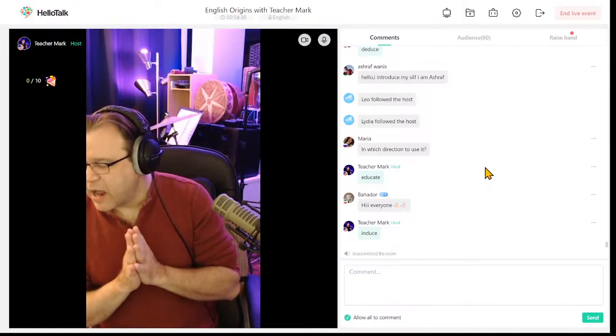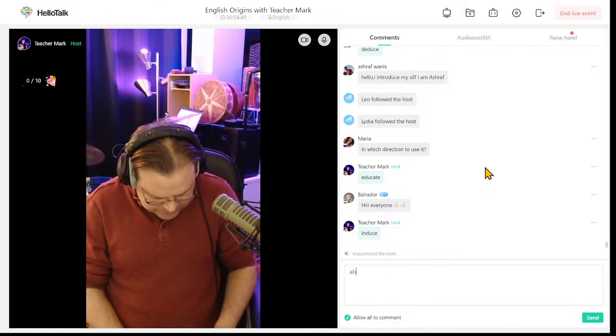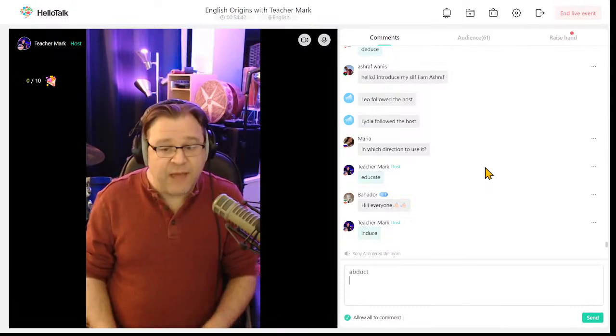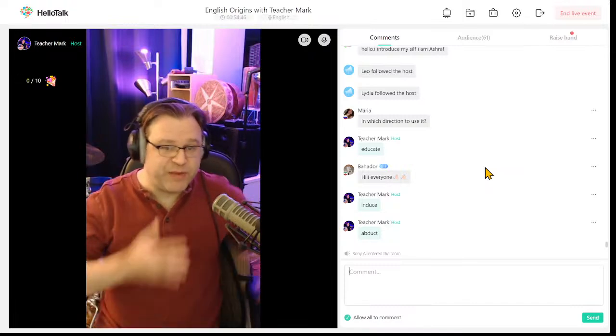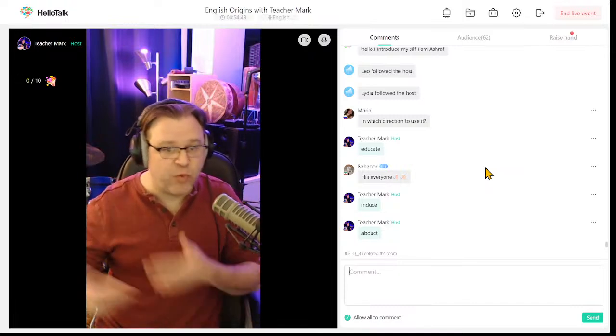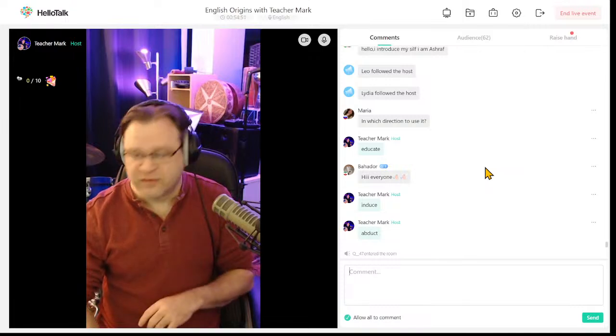Okay? How about abduct? Abduct. Ab means away, and duct means lead. So to abduct someone means to lead them away, to take them away, to lead them away.